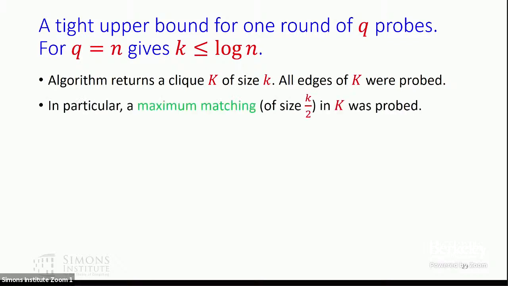If it probed all the edges of the clique, it also probed a maximum matching inside this clique. So the clique is of size k, it has a matching of size k/2, so k/2 edges that touch all the vertices. Let's, for simplicity, assume that k is even.